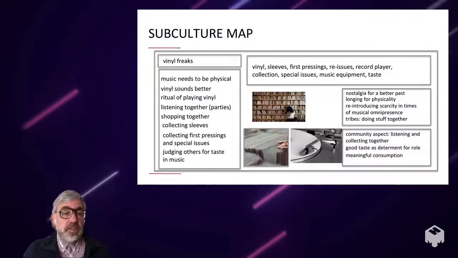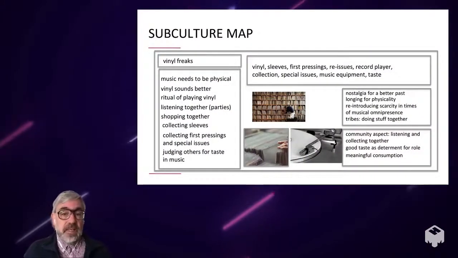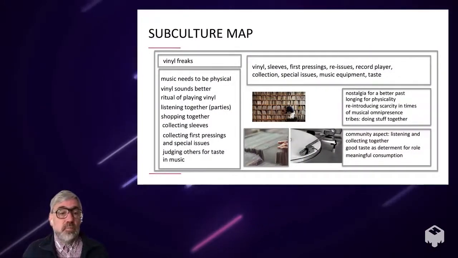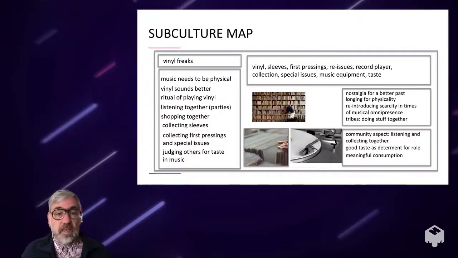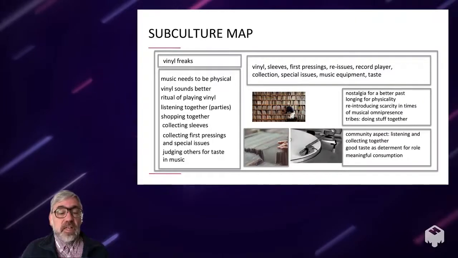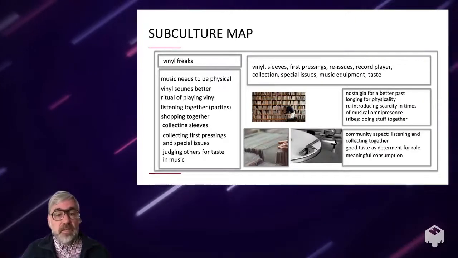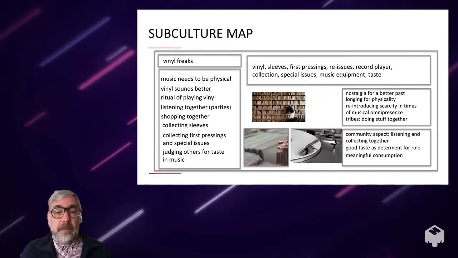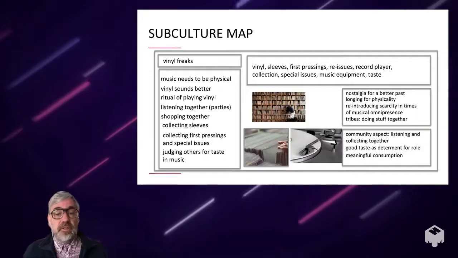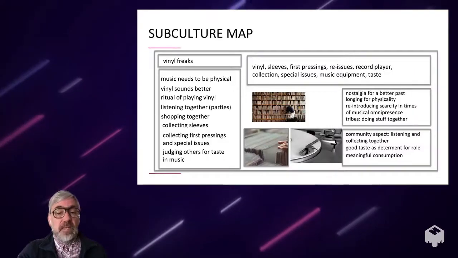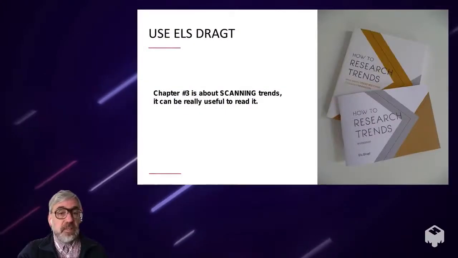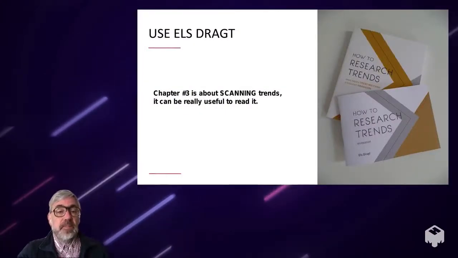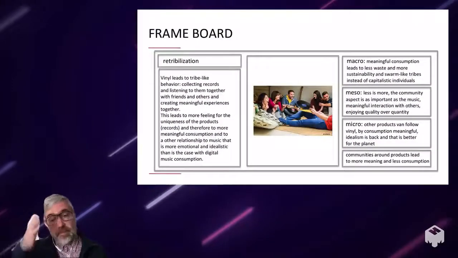After all that research, you fill in the subculture map again and maybe come up with slightly different insights. So you have a more in-depth idea of what the subculture is. And that's what you are going to use to go to the next step, namely the trends. So you can use Els Dracht for that, chapter 3. It's about scanning of the trends. And you can make a frame board out of the trend.